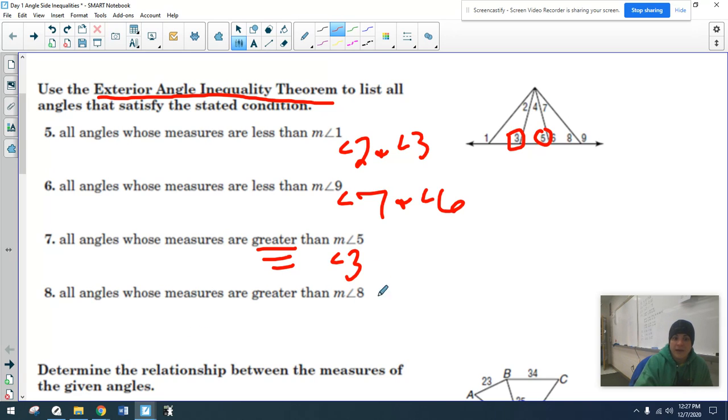And then in 8, greater, so when you see greater, you're looking for the exterior. So I'm looking for greater than 8. If I want greater than 8, 8 and 7 would be the opposite interiors of angle 5. Okay, so that's a little tricky, I know. But if they wanted the ones greater than 3, then you would have 3 and 2 that added up to 1, so it would be 1. Okay?